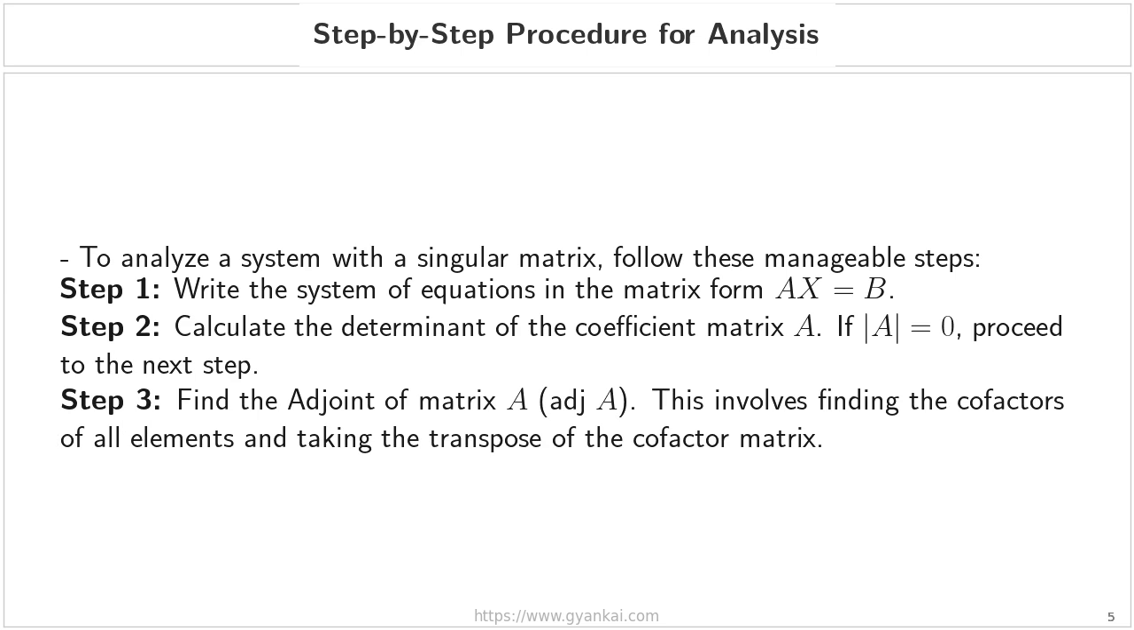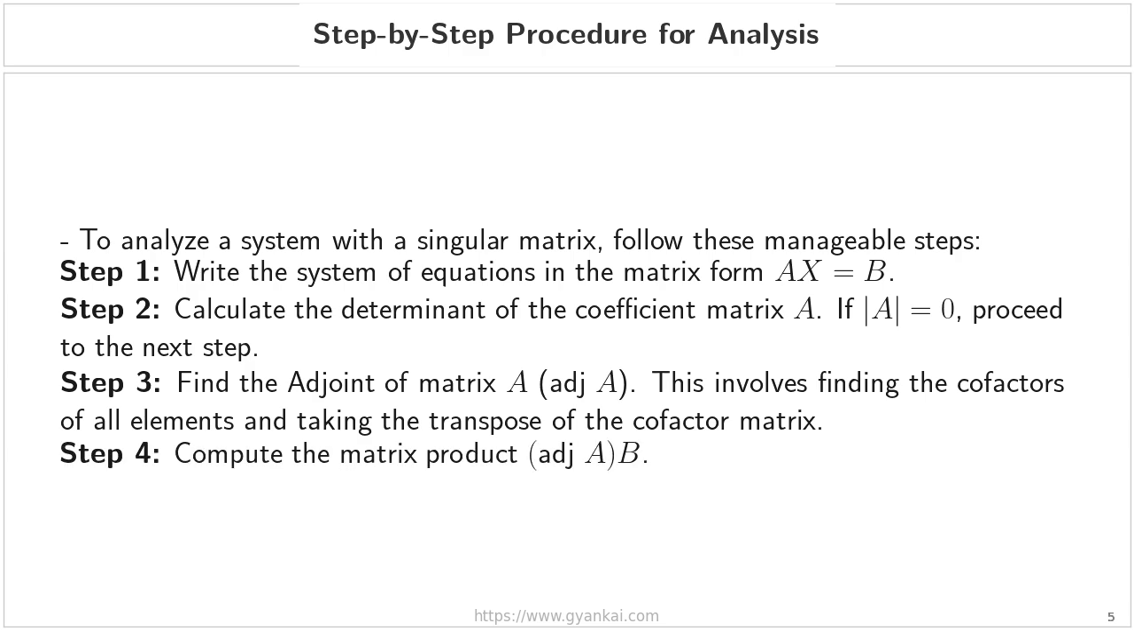Step 3. Now, you'll need to find the adjoint of matrix A, which we denote as adj A. This is a bit more labor-intensive, as it involves finding the cofactors for every single element in the matrix, and then taking the transpose of that cofactor matrix. Be very careful with your signs here.